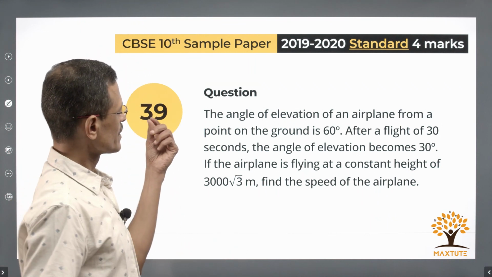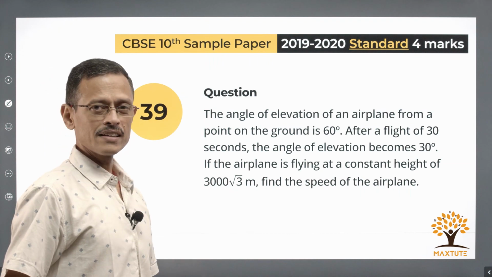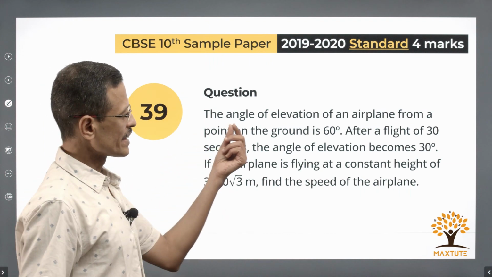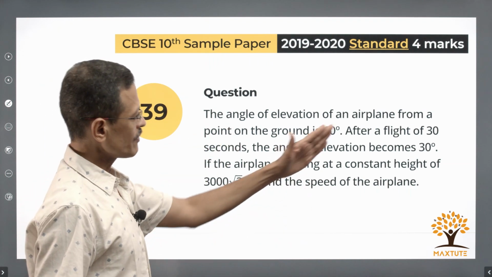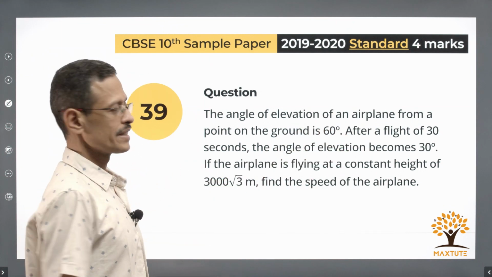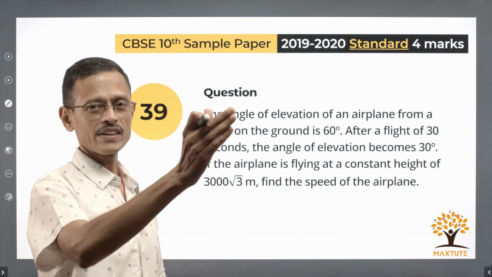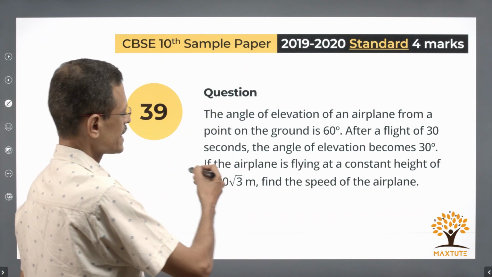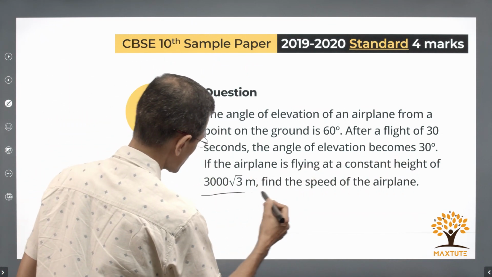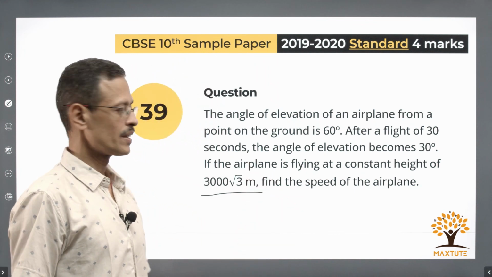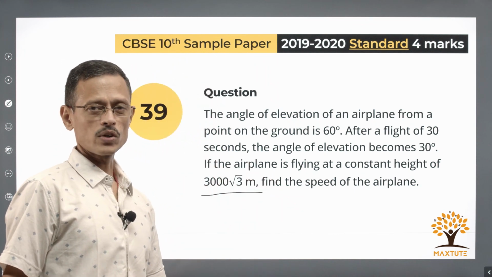It's an interesting question. The angle of elevation of an airplane from a point on the ground is 60 degrees. After a flight of 30 seconds, the angle of elevation becomes 30 degrees. It was initially 60 degrees. After a 30-second flight, it becomes 30 degrees. The airplane is flying at a constant height of 3000 root 3 meters. Find the speed of the airplane is what the question is.